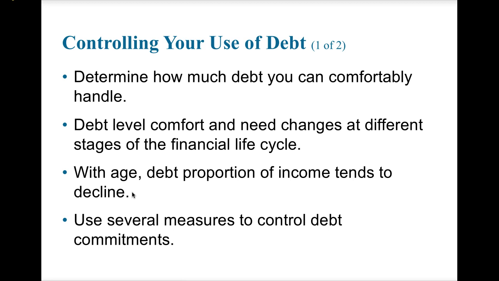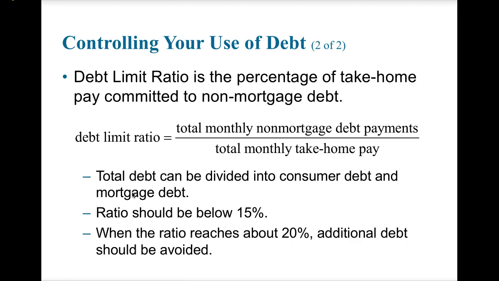As you get older, though, you take on a lot of debt in your 20s and 30s as you're buying cars and houses, and then once you get closer to age 50, you start reducing that debt as you're paying off your mortgage, as you're getting extra money to pay off some of your borrowing. But there are several tools you can use to control your debt commitments.